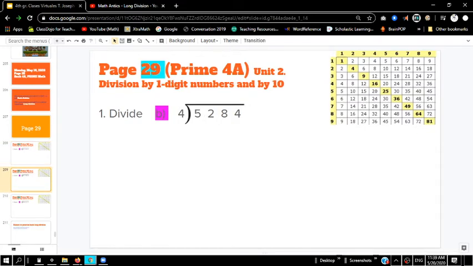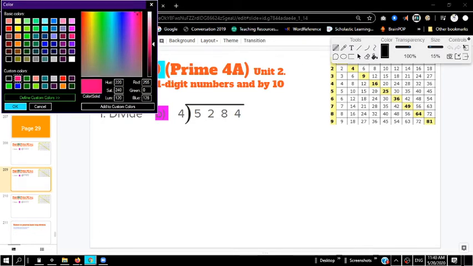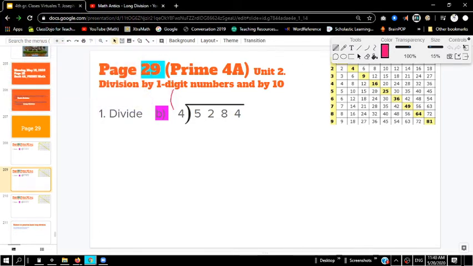Letter B. Letter B says 5,284 divided by 4. Well, I know that 4 can enter 5 one time. So let's put that there. Let's change the color. Let's go purple this time. 4 can go into 5 one time. 1 times 4 is 4. 5 minus 4 is 1. And I'm going to bring my next number down.